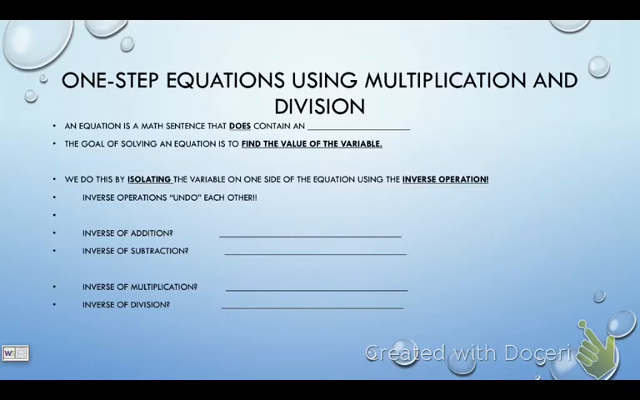Remember, just as a quick review, an equation is a math sentence that does contain an equal sign. The goal is to find the value of the variable, and we do that by isolating that variable on one side using the inverse operation. The inverse of addition is subtraction, the inverse of subtraction is addition, the inverse of multiplication is division, and the inverse of divide is multiply.